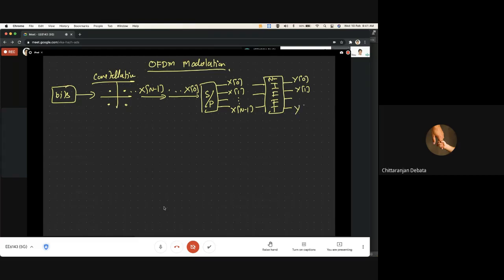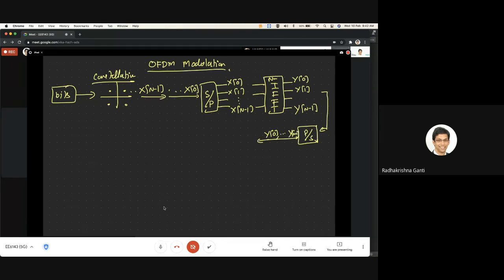Y of n minus 1. So when you do this in the IFFT, you take n points and you get n output points. Then you have something called a parallel to serial converter. What does it do? It's the opposite of the serial to parallel converter. Essentially you get the output as y of 0 through y of n minus 1.